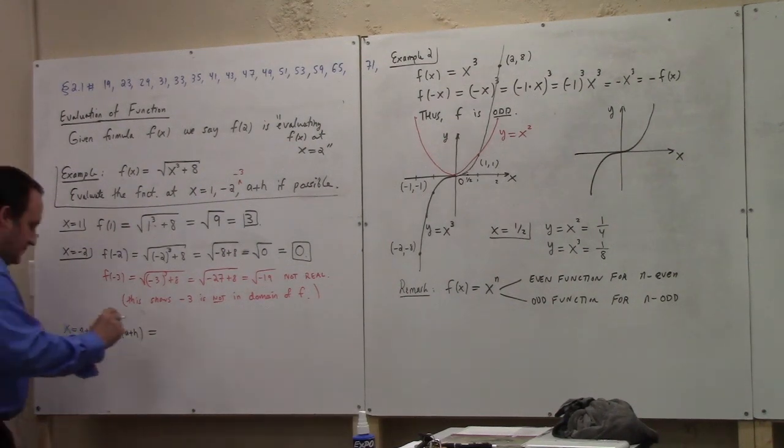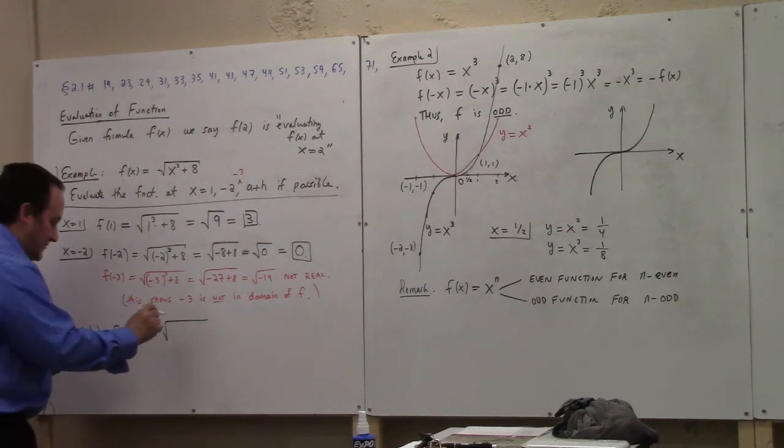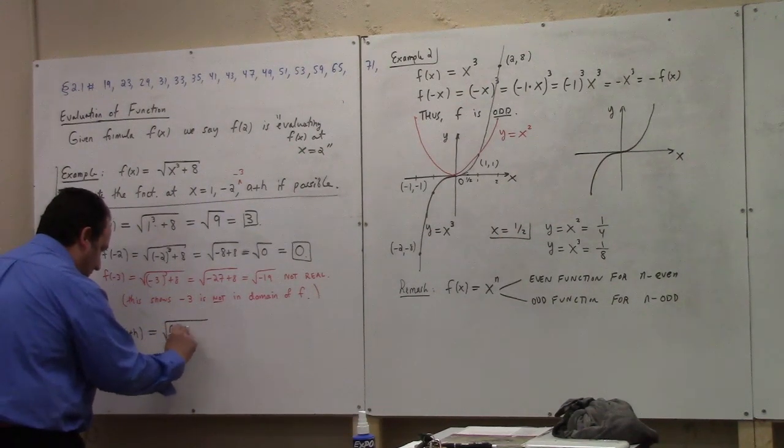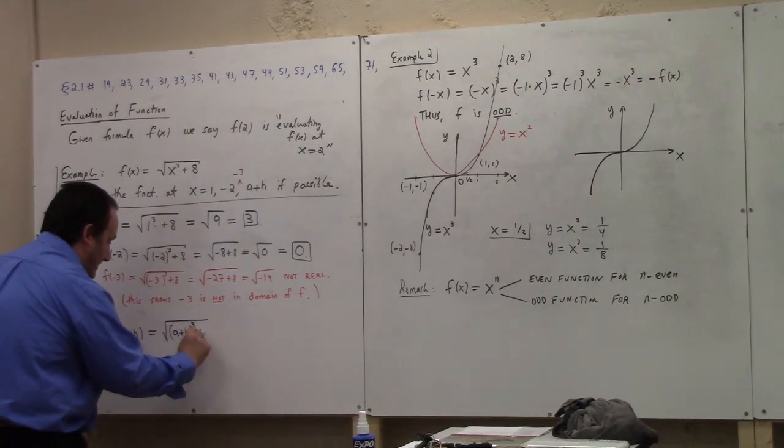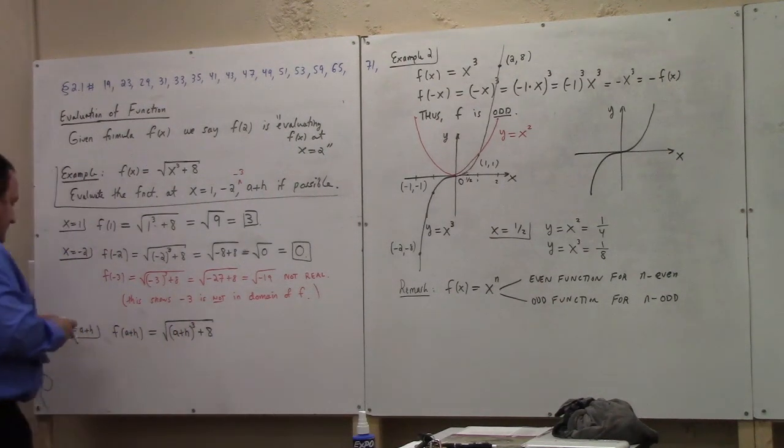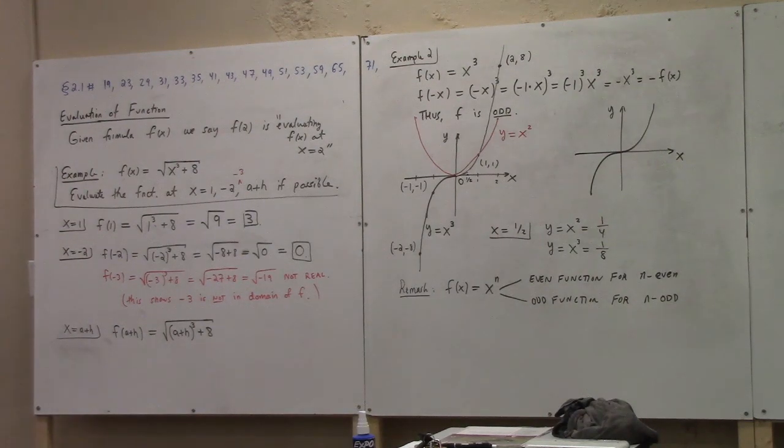I got to do the square root, right? I do a plus h, I cube it, and then I add 8. And then what? That's right, that's it. We're done. Because I didn't say anything. I just said evaluate. I didn't say evaluate and simplify. If I said evaluate and simplify, well, then it's debatable. We might still be done, actually, because you can't really simplify that.